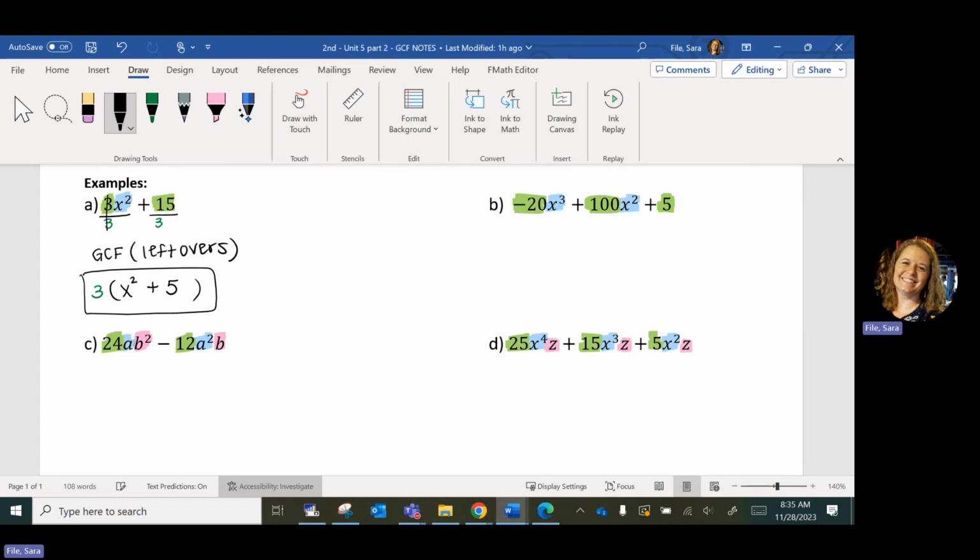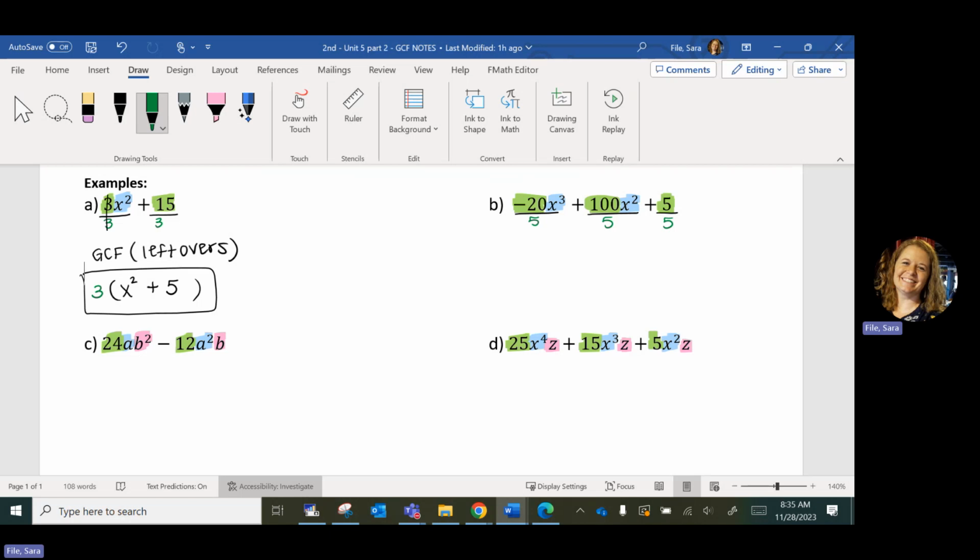All right, let's try B. So what can I divide out of all of these numbers? 20, 100, and 5. What do they all have in common that they can all be divided by? 5. They're all divisible by 5. Now, we are leading with a negative. Our lead term is negative 20.